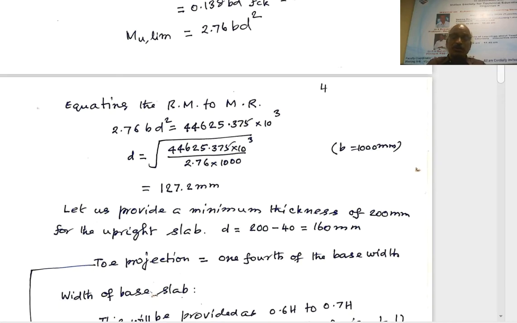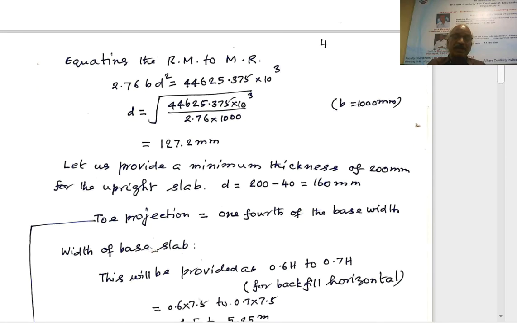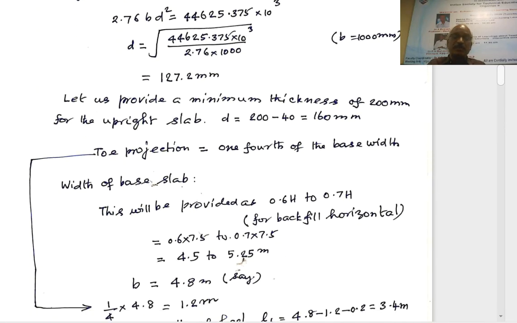A toe projection generally is 1/4 of the total base width. So before that, we have to first find out the width of the base slab. The width of the base slab will be provided as 0.6h to 0.7h. 0.6 times 7.5 to 0.7 times 7.5 is equal to 4.5 to 5.25 meters. We can choose any value between 4.5 and 5.25. Let us choose B equal to 4.8 meters.